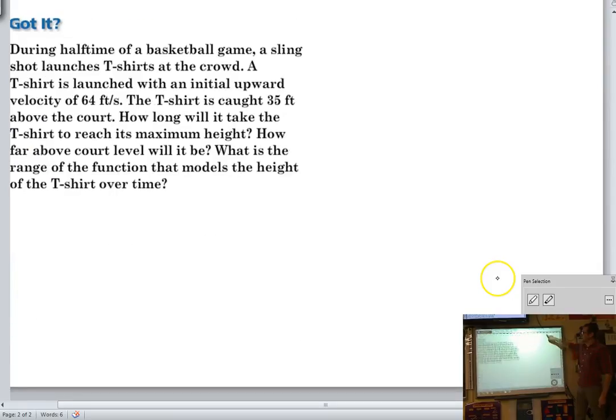Try the got it on your own, and then we'll work on homework. Hey guys, stop talking about Space Jam. Try this problem. You haven't done last night's homework. Come on.